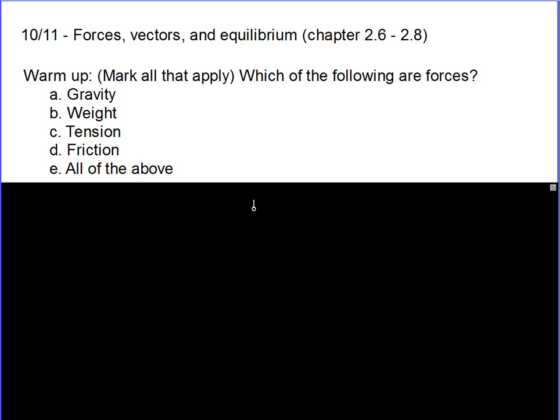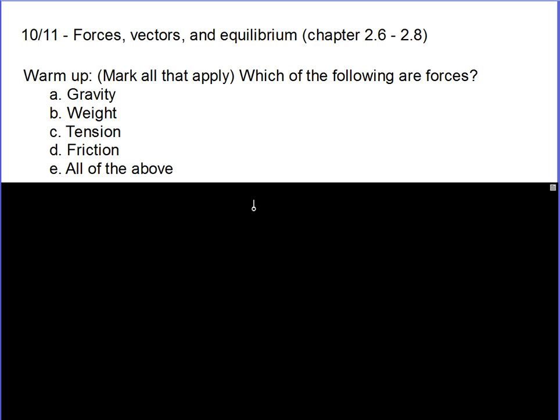Did you say E, all of the above? Because these are all forces. Gravity is the force between any two objects with mass. It's a force of attraction, so we usually think of this as big things like the Earth and the Moon or the Earth and the Sun, but it could also be two dust particles that are attracted to one another through the force of gravity, which is in fact how things like the planets and the stars initially formed.